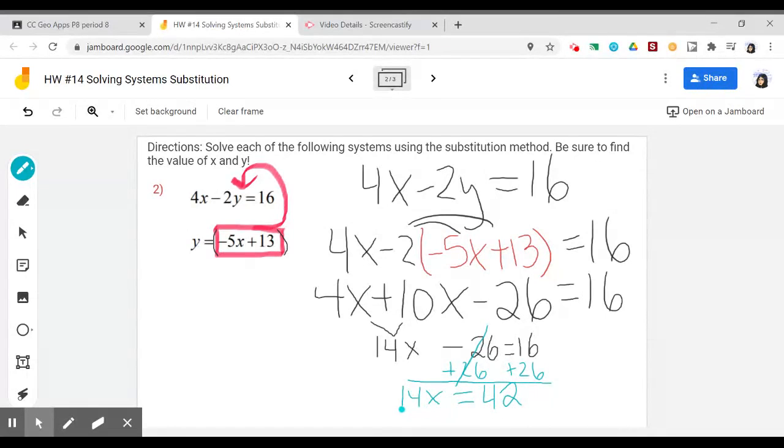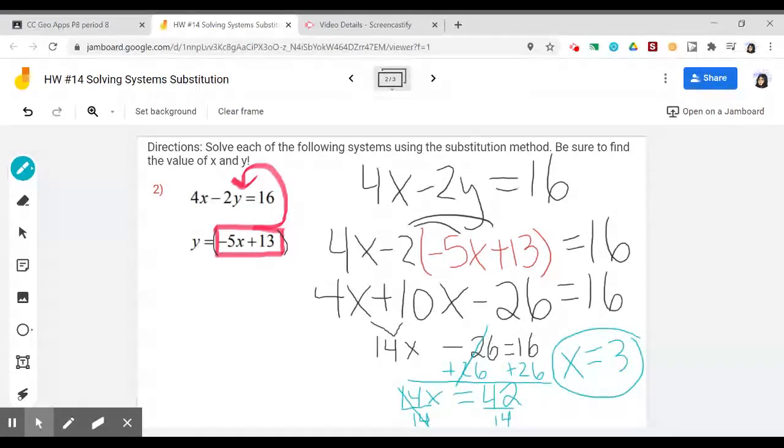My final step, I'm going to divide by 14 so that x is fully alone. This will cancel. 42 divided by 14. I'm left with x is 3.